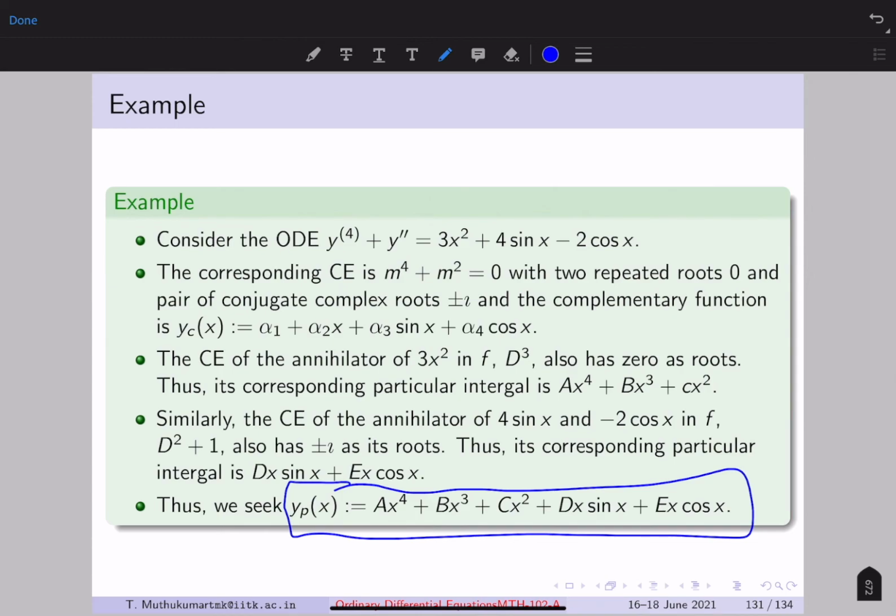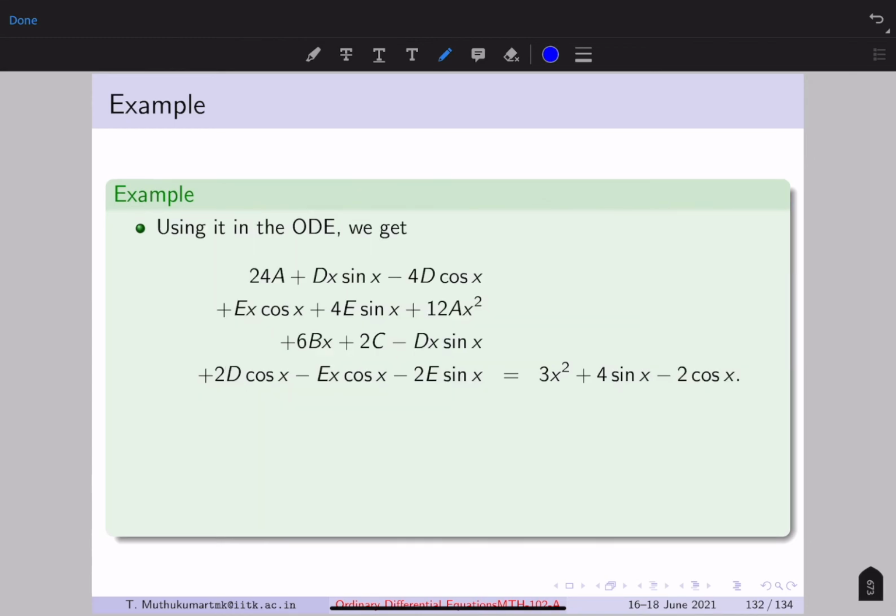So the idea is to use this yp in the equation. So if you use it in the ODE, you get this relation. Now if you equate like coefficients here and there of x square, sine and cos, then you get the relation between a, b, c, d, e. So you can solve for a, b, c, d, e, and if you do the computation, you can see that a is 1/4, b is 0, c is -3, d is 1 and e is 2. Okay, after equating the coefficients, right?